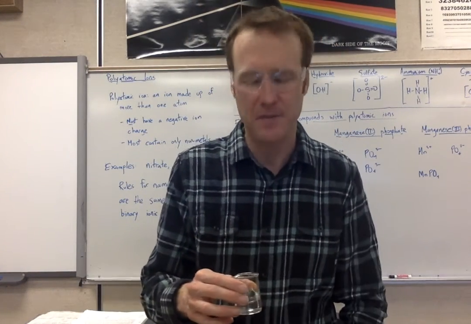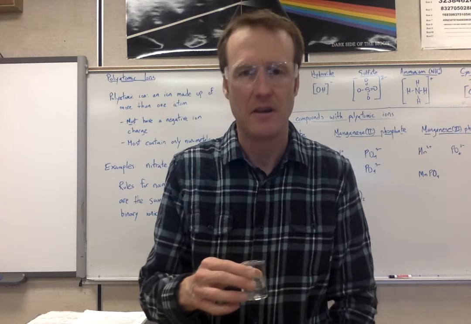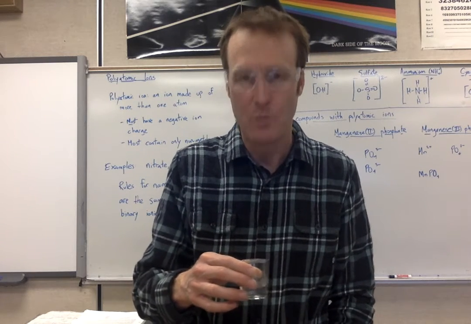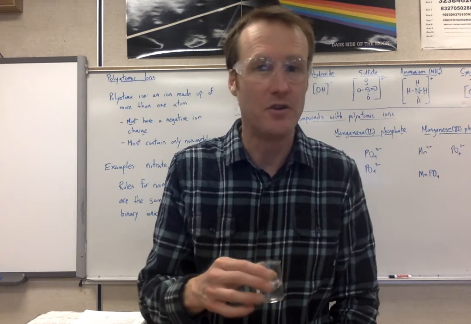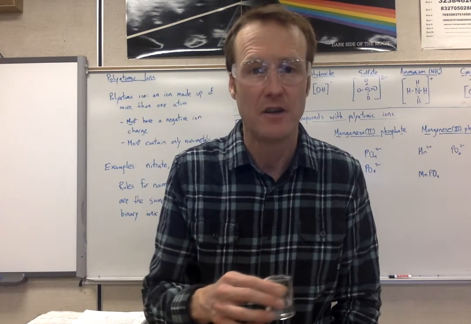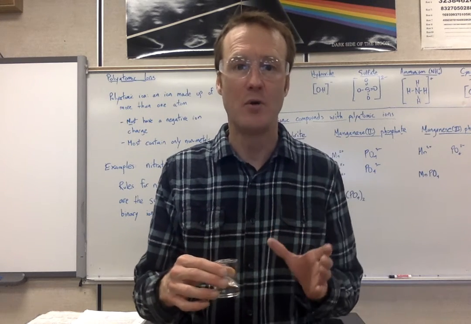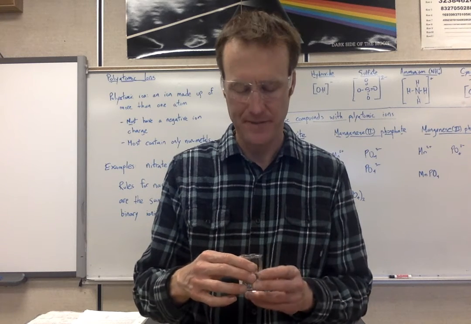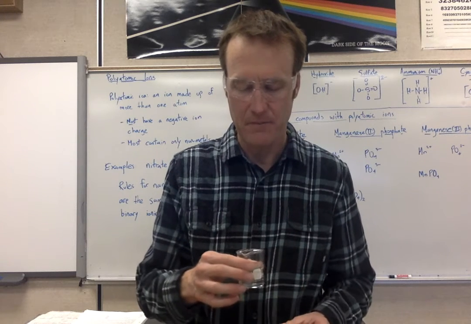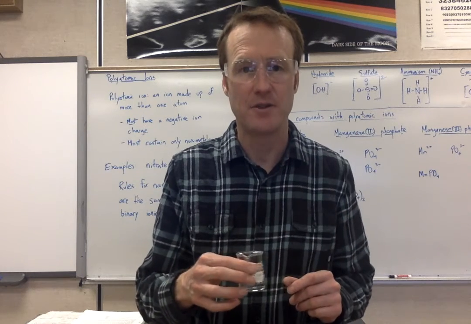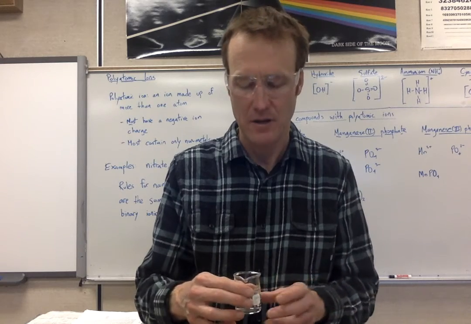The formula for this stuff is NH4SCN. This is an example of an ionic compound with polyatomic ions where there's no metals at all. Nitrogen, hydrogen, sulfur, and carbon. There's no metals, but the ammonium has a +1 charge. The thiocyanate ion has a -1 charge. So NH4 is the positive part, and SCN is the negative part.